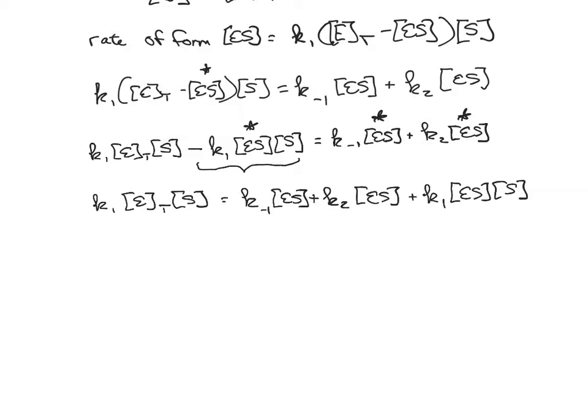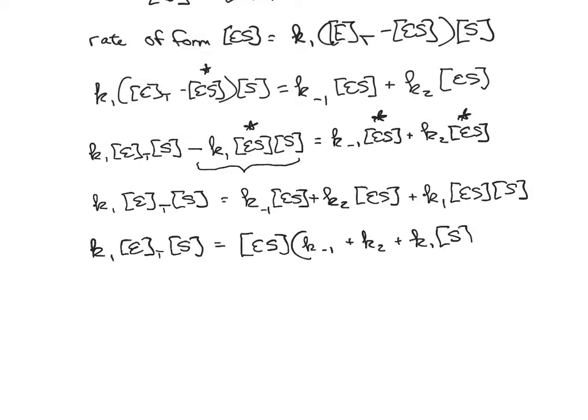All right, now what? Well, I've got three terms on the right that have ES in them. Let's undistribute ES. So this side's not going to change. I'm sorry, my brackets are going to get messier as I go. Now we're going to factor out ES times the quantity K negative 1 plus K2 plus K1 along with substrate concentration. That stays there.